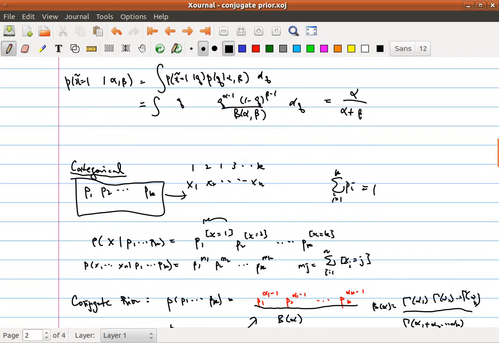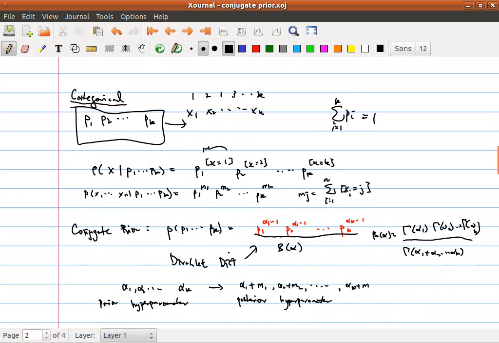So if I have n observations here, x1 up to xn, then the probability of x1 up to xn given p1 up to pk will be basically just p1 to the m1 times p2 to the m2 and so on up to pk to the mk, where each of these m is the number of times I get a particular outcome. More precisely, m2 here is the number of times that we get an outcome equal to 2.